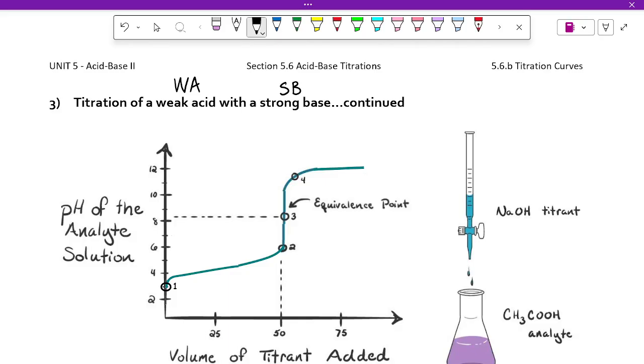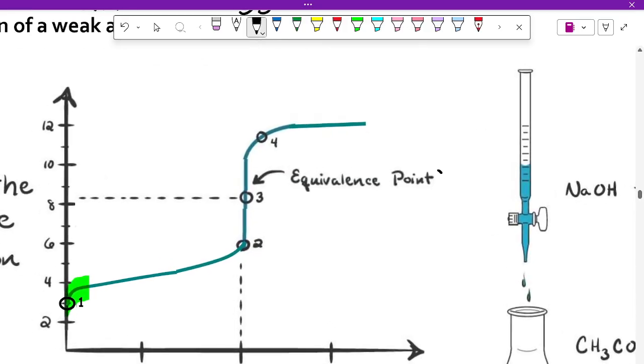You should recognize that at the very beginning, what do we have? We have a little hill. You should recognize that the equivalence point is greater than pH 7. And you should recognize that the vertical section is shorter.